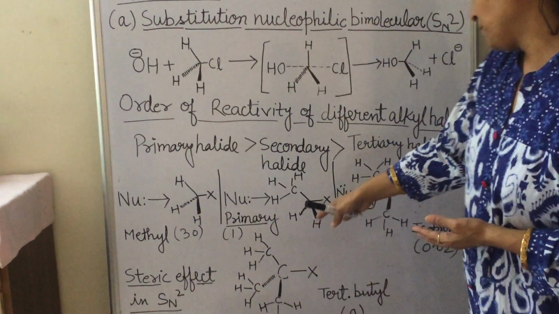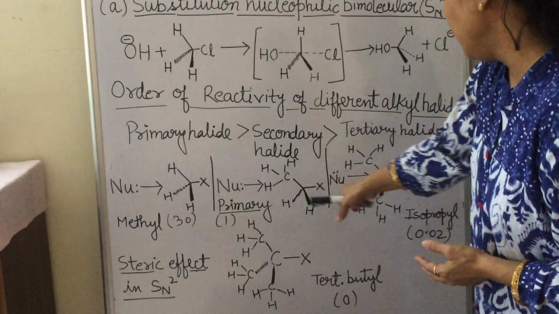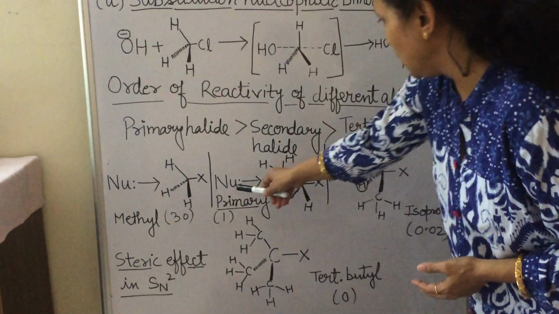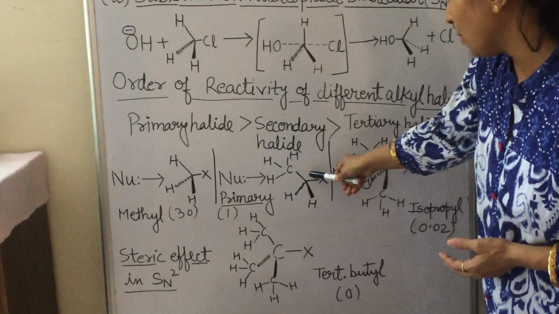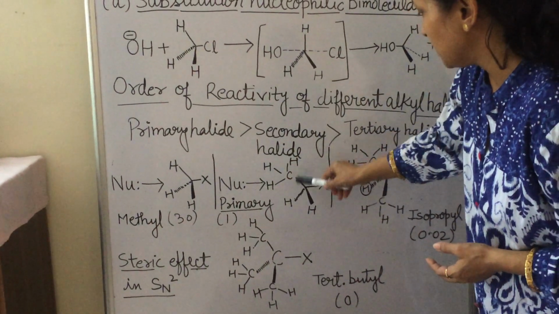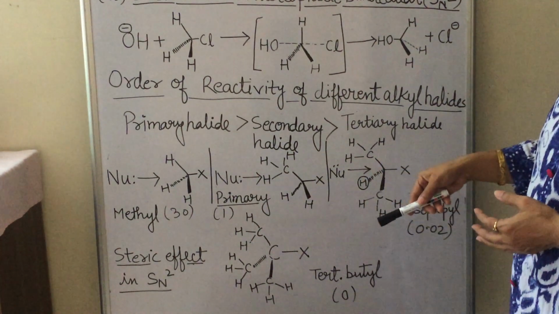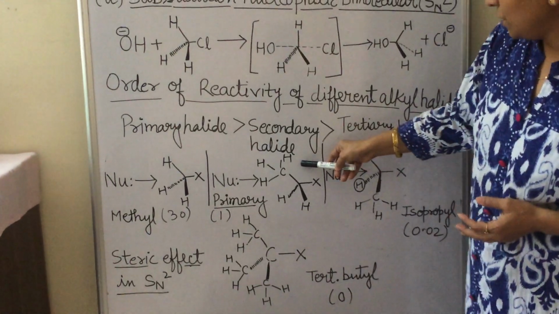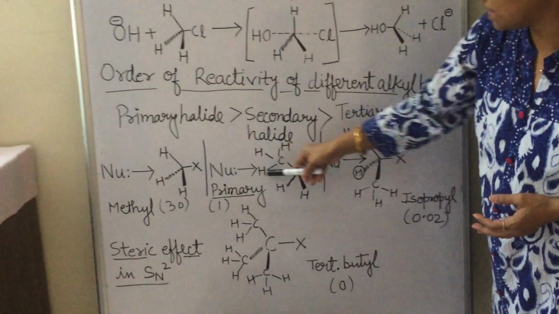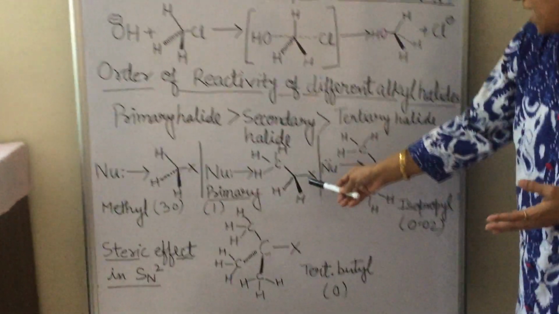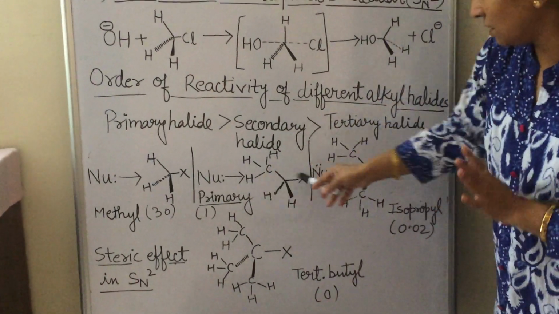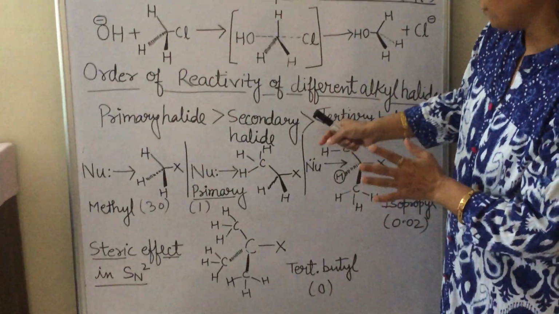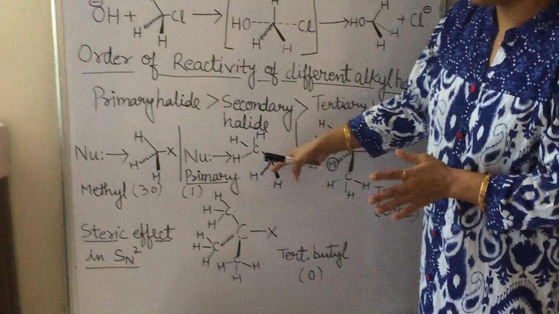Now come to another example. Here the nucleophile approaches the compound, and one methyl group is there, 2 hydrogen atoms are there. In this case, you see only one methyl group is there. So the rate of reaction is fast. It can take place easily.